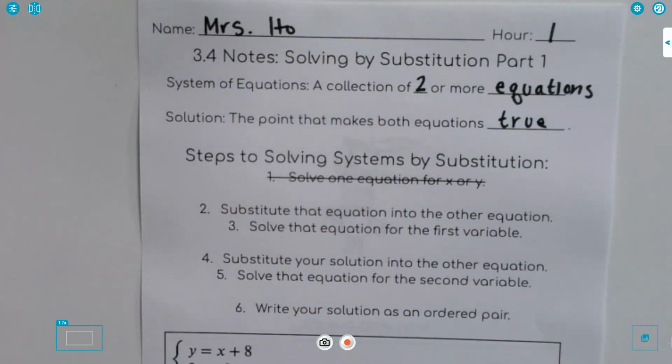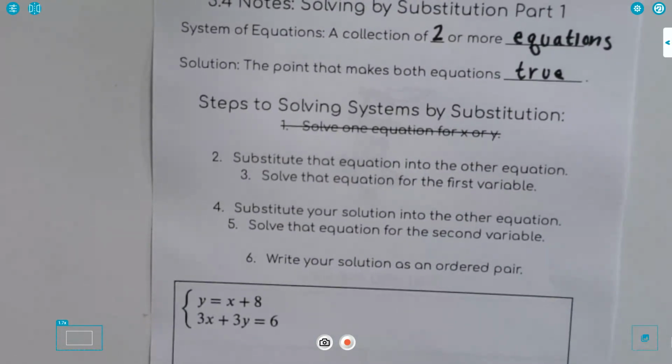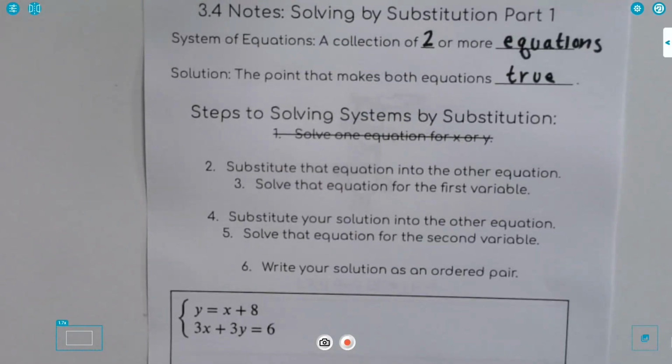Okay. I was telling you guys all week last week that we were solving graphically. Today we are solving algebraically. We have all of the steps to solving a system by substitution written out here. Step 1 is to solve one of our equations for x or y. That is crossed out because in the problems we are doing today in substitution part 1, that step is already done for us.